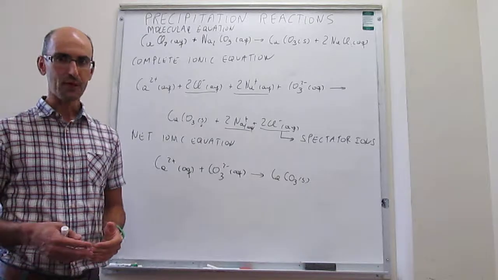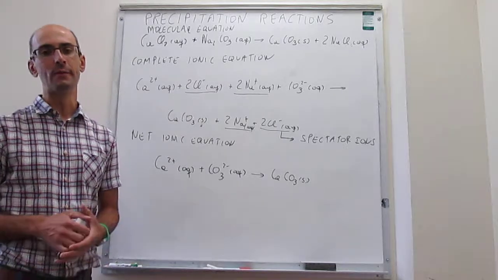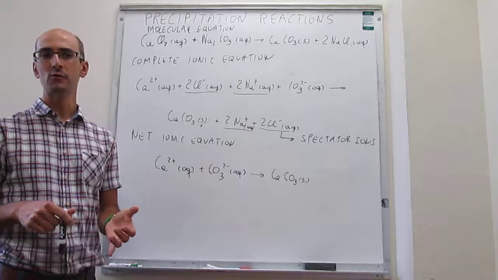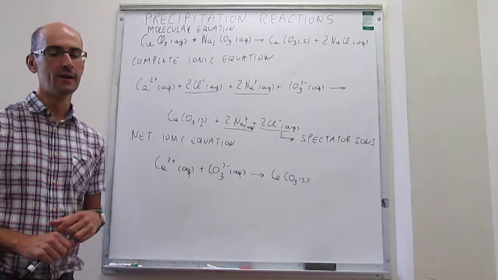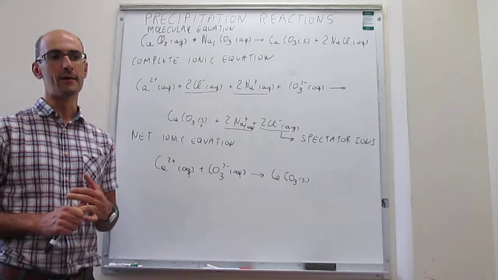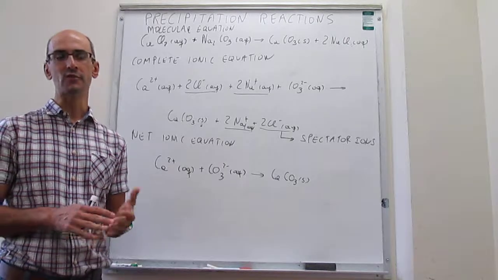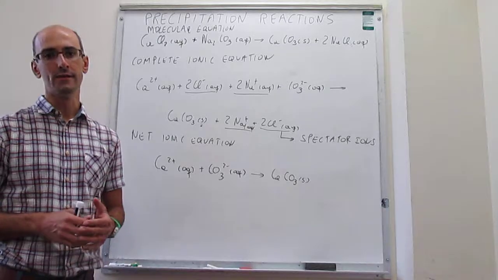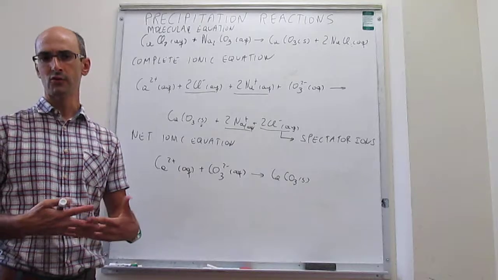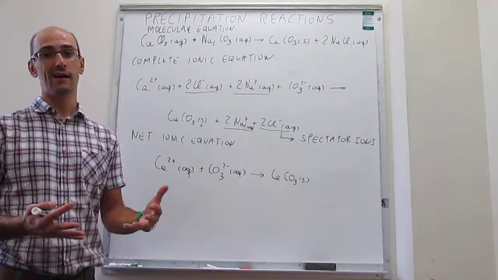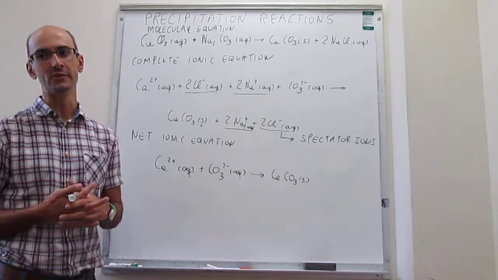For example, most nitrate ionic solids are soluble, so it's very hard to form a precipitate with nitrate. Most sodium salts are also soluble. Most potassium salts are also soluble. And most chloride salts are soluble, but there are some exceptions. For example, silver chloride is not soluble, and lead 2 chloride is not soluble. So with those solubility rules you can predict whether a precipitate will form and what that precipitate will be in this precipitation reaction.